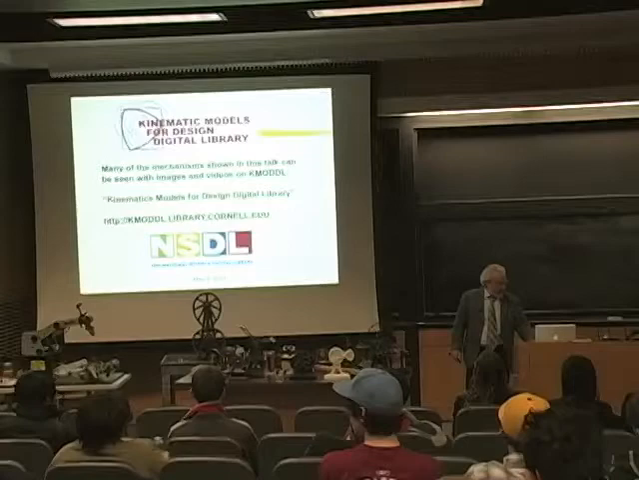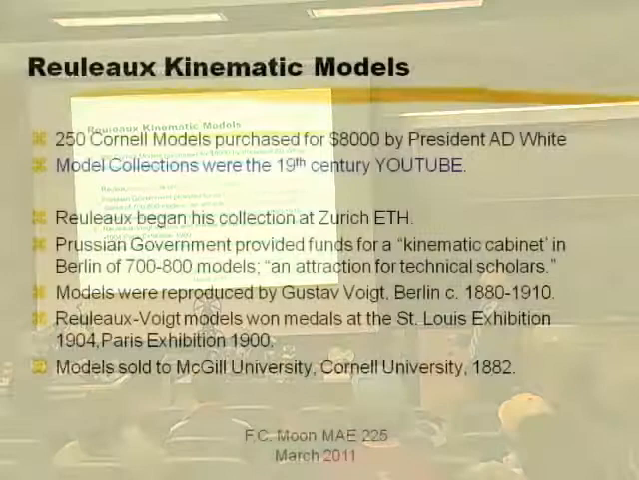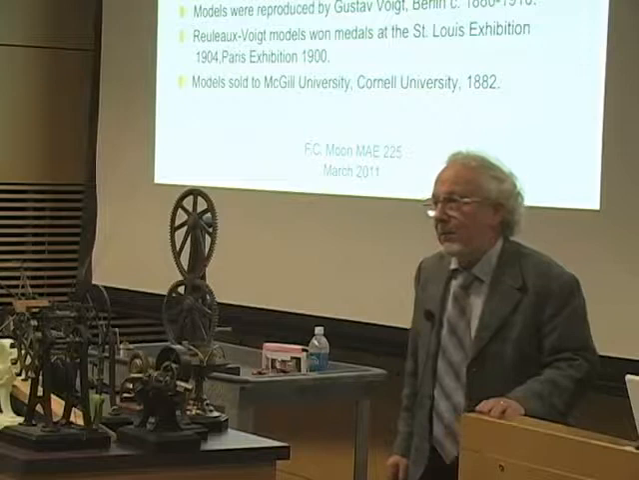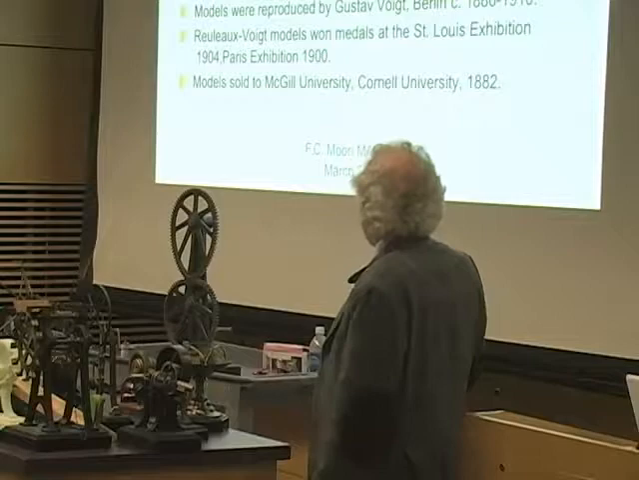The Reuleaux models were purchased, about 250 models for $8,000 at that time, by Andrew Dixon White. He began his collection at Zurich, at the Swiss Federal Institute of Technology there. And then when he moved to Berlin, the government provided him funds to make, and he built a collection of about 800 models.